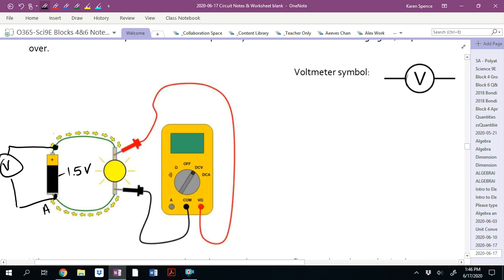Okay? Now, that's not how this is set up. It's set up so we have our voltmeter. It's actually a multimeter. You could use it to measure volts. You could use it to measure amps. We're going to say volts.